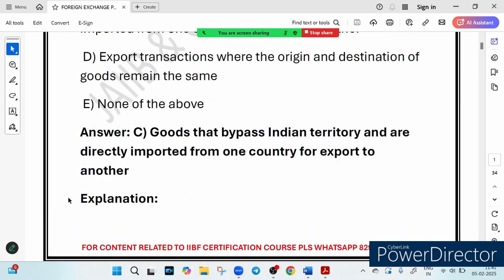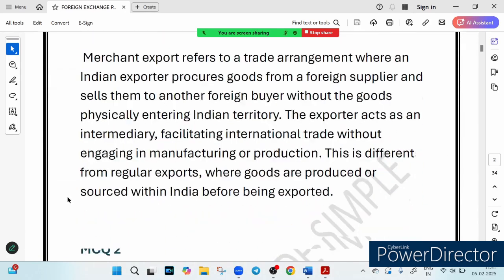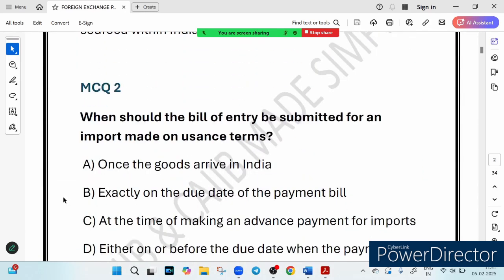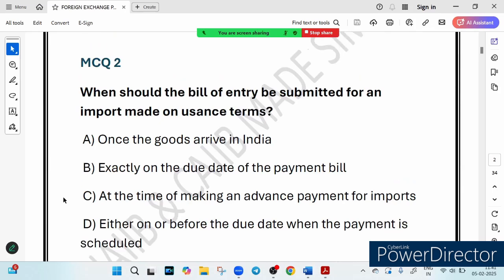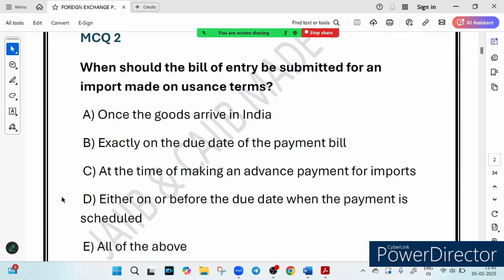Now let's see the next question. The next question is, let me show you. When should the bill of entry be submitted for import made on usance term? So these are the 5 options given before you, right?